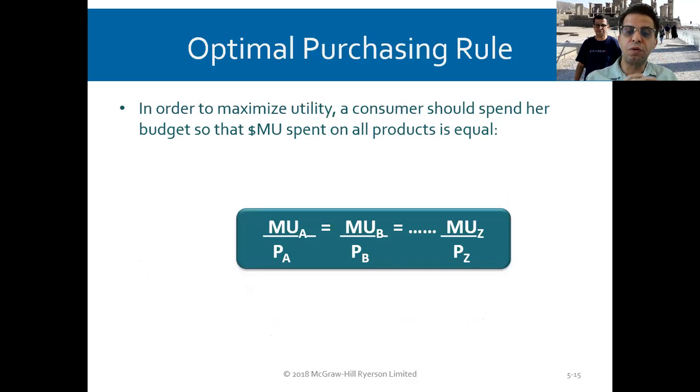So the optimal purchase rule. In order to maximize utility, a consumer should spend her budget so that MU per dollar spent on all products is equal. Let's assume you bought a chocolate with your first $5. You still have another $5. Your second choice is, you're going to say, okay, I had a chocolate, let me have chips this time. So you buy the chips.